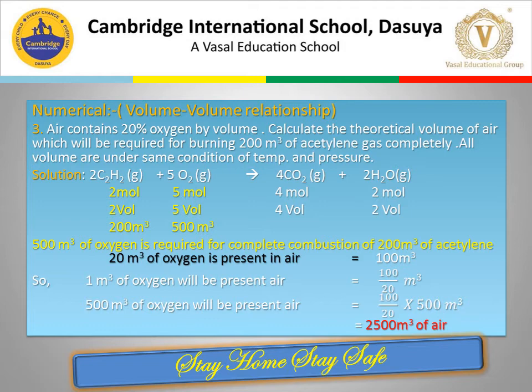First of all, we will require a balanced equation that we have written here: 2C2H2, that's the formula for acetylene, plus 5O2 gives 4CO2 plus 2H2O. The stoichiometric coefficient means number of moles. So 2 mole of acetylene requires 5 moles of oxygen to give 4 mole of carbon dioxide and 2 mole of water vapor.